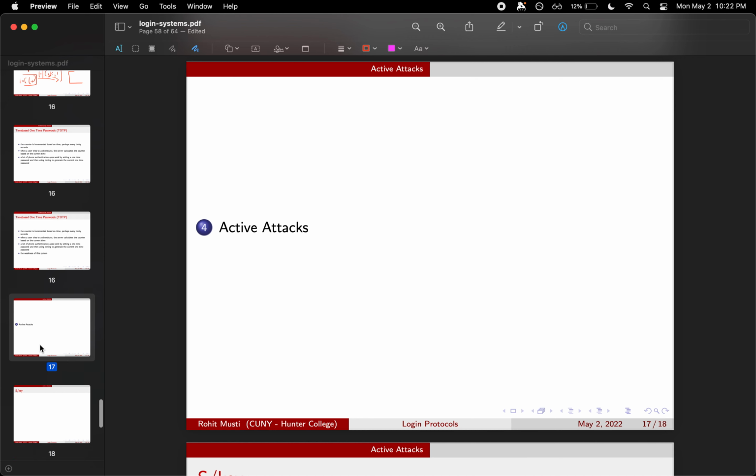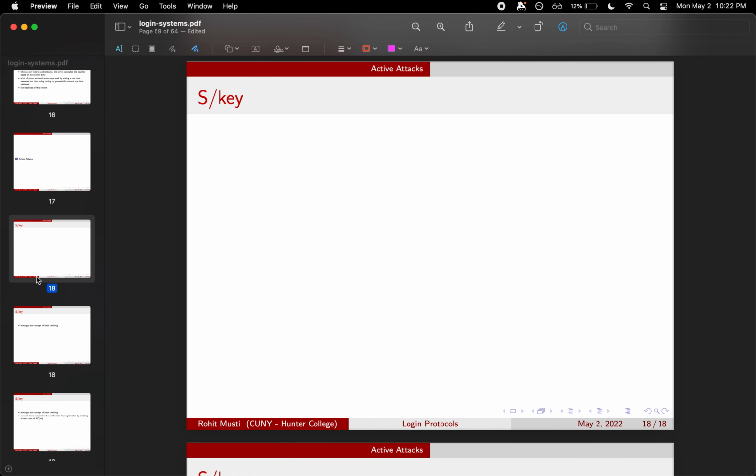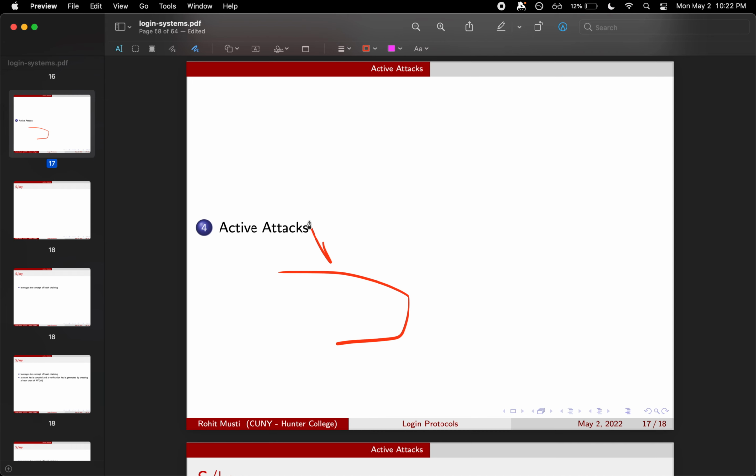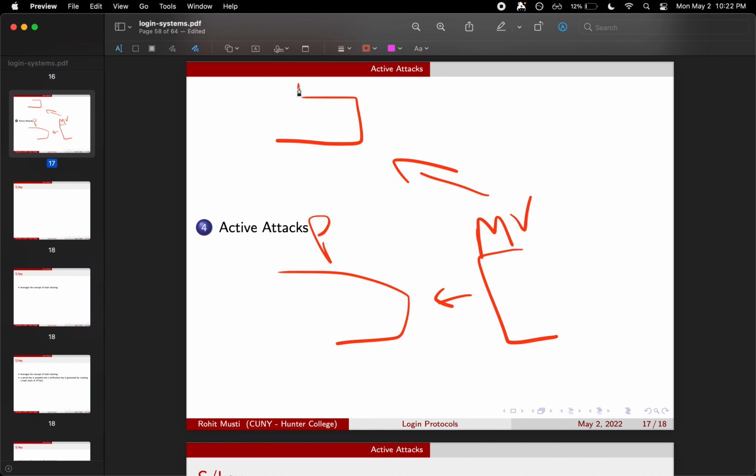The next form of attack are active attacks. Active attacks, remember, are where you have the prover and you have the malicious verifier who then leaks secrets to the malicious prover against the honest verifier. So this is how active attacks work.